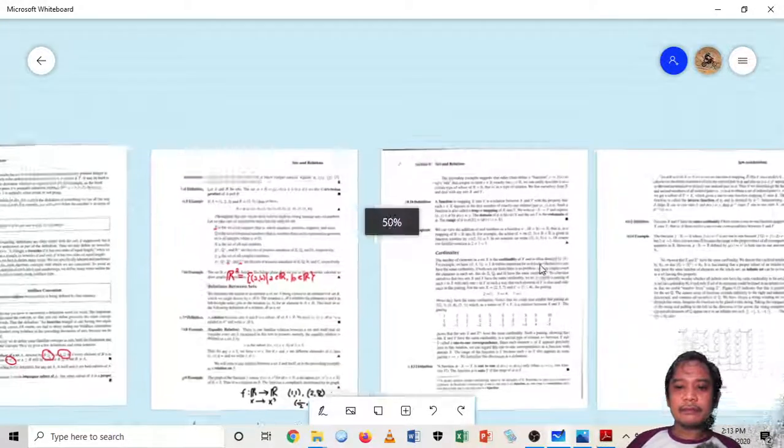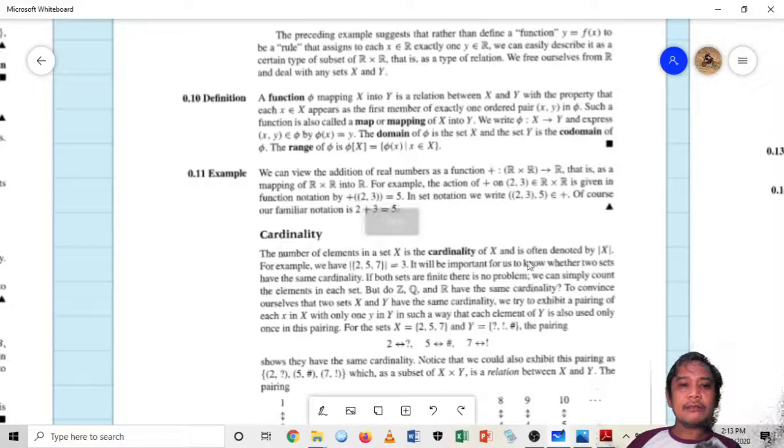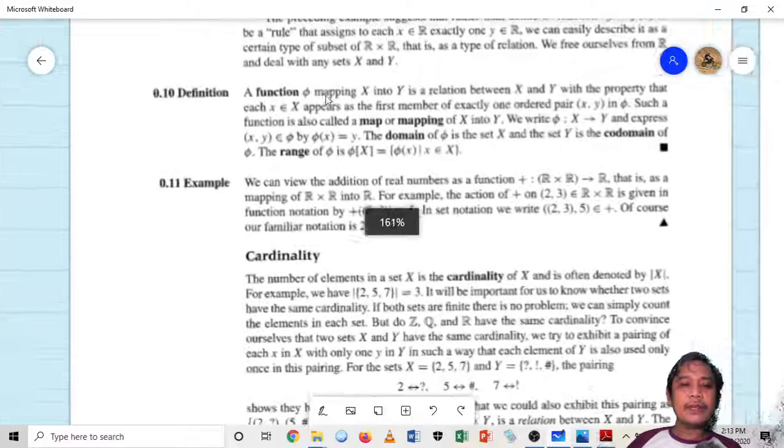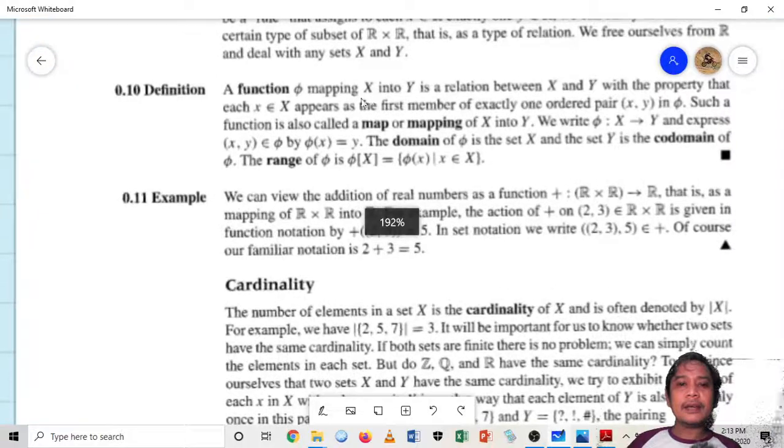Next, we have the definition of a function. A function phi, mapping or pairing X into Y, is a relation between X and Y with the property that each element x in X appears as the first member of exactly one ordered pair (x, y) in the function phi. Such a function is also called a map or a mapping of X into Y. So this is the symbol for the mapping. X is what we call the domain, and Y is called the codomain.